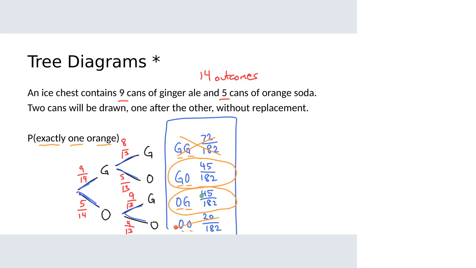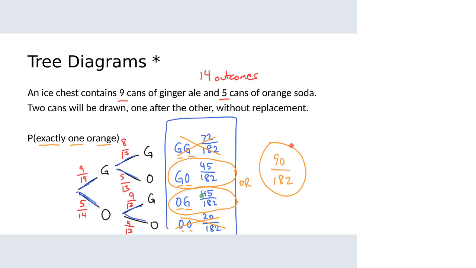This has 2 orange. That's no good. So there's 2 ways I could get exactly 1 orange. I could get the orange first, or I could get the orange second. So I could get exactly 1 orange this way or this way. I need to add those together. 45 and 45 will be 90 out of 182.